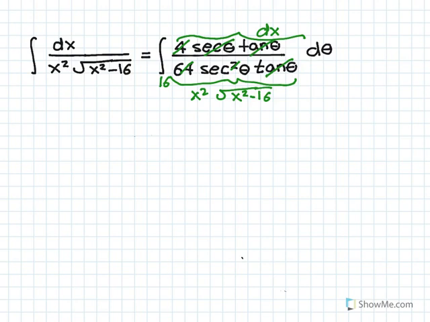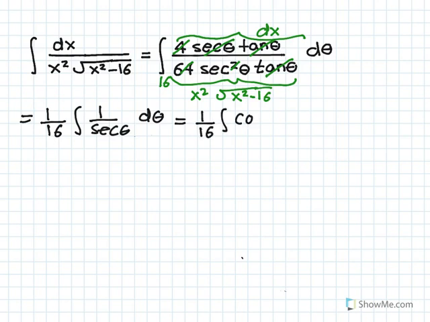So when we simplify this, we get 1 over 16 times the integral of 1 over sec theta d theta. 1 over secant theta is just cosine theta. So we get 1 over 16 times the integral of cos theta d theta. The integral of cos theta is sine theta plus c. Now we need to express the answer in terms of x.